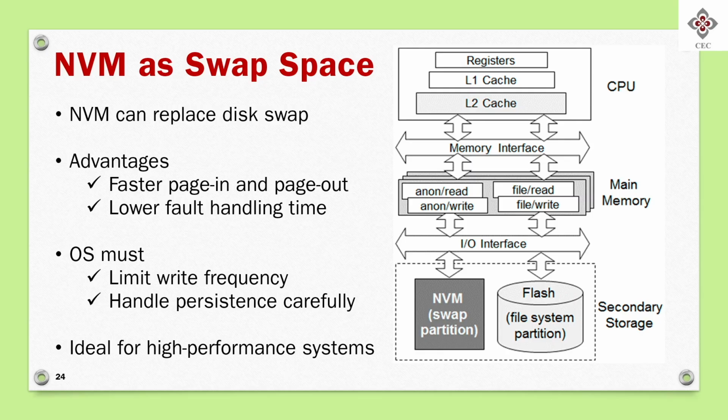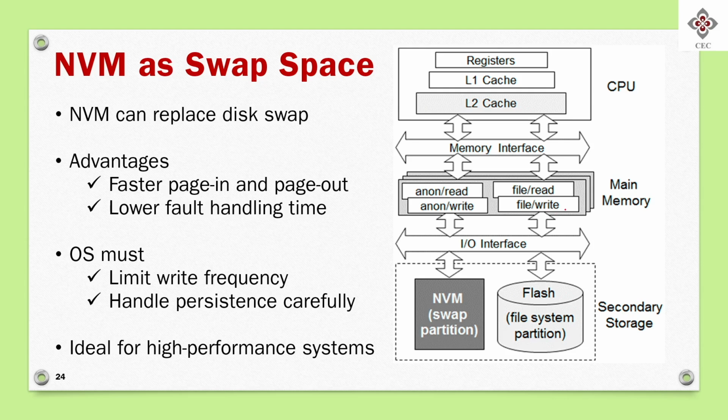So, what about NVM as swap space? So, swapping is a time consuming process. So, this NVM, non volatile memory, can replace the disk swap, where the disk swap consumes a lot of time. So, if you look at the structure, we have the CPU, main memory and the secondary storage, and since we are maintaining different levels of caches, level 1 cache, level 2 cache, then we have to perform read or we have to perform write.